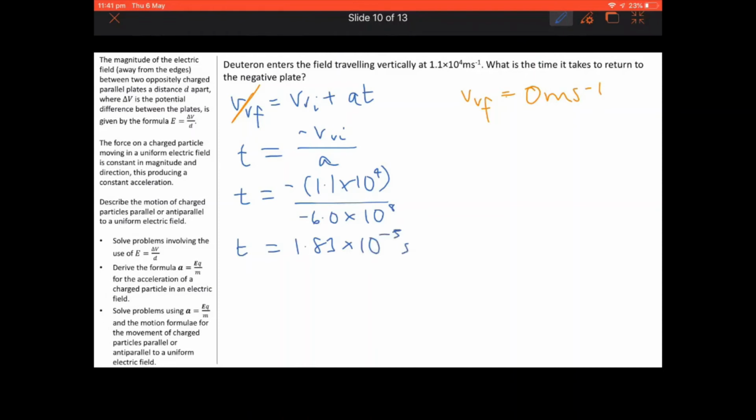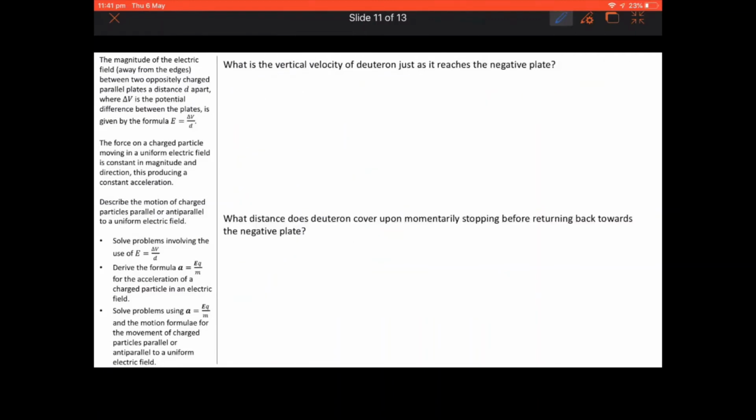And then to find the total time, it's just 2 by this time. So we'll end up with 3.67 by 10 to the negative 5 seconds. And that's our total time it takes to return back to the negative plate. Next, we want to find the vertical velocity of the deuteron just as it reaches the negative plate.